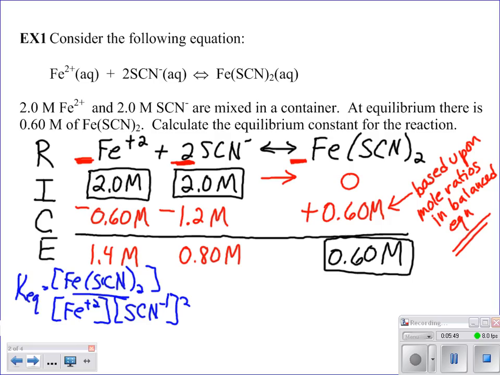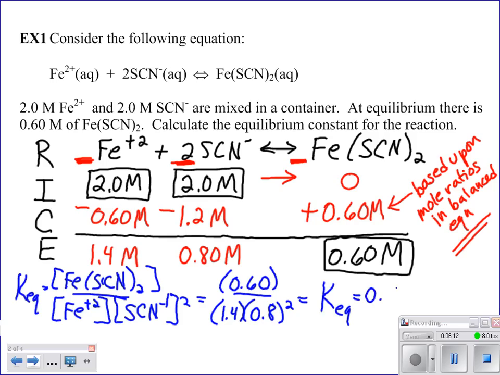Okay, so hopefully you can read that. I've got my equilibrium constant expression written down. Now I can go ahead and plug in the values that we've calculated. That's going to be 0.6 on top, and then 1.4, and then 0.8 squared. When we go through the math, we end up getting our K value equal to 0.67. So that is your answer.